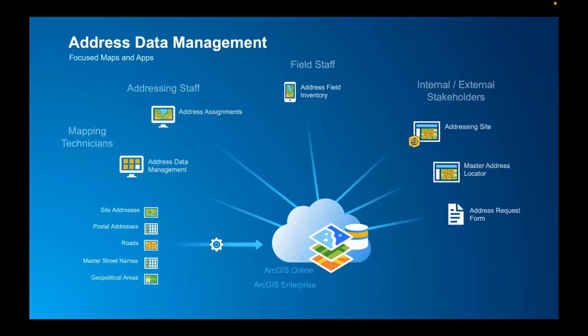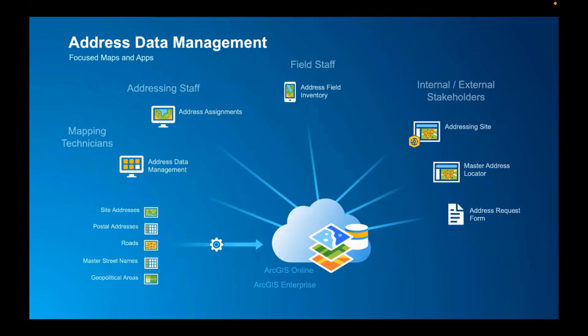You'll see that these maps and apps are designed to really take into account the needs of local governments who need to manage that address authority. That's typically handled by your planning department, maybe your dispatch center, or even your GIS department, who's doing it on behalf of those other agencies. And that authoritative address information, and today you'll see things like site addresses, postal addresses, road centerlines, and even hear about things like master street names and geopolitical areas, are used as authoritative reference information that's loaded into the system and used in the address solution.